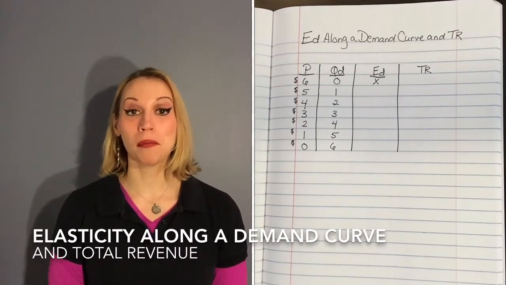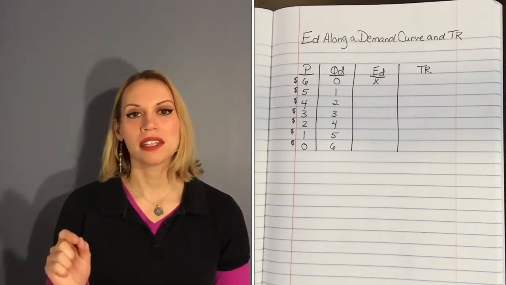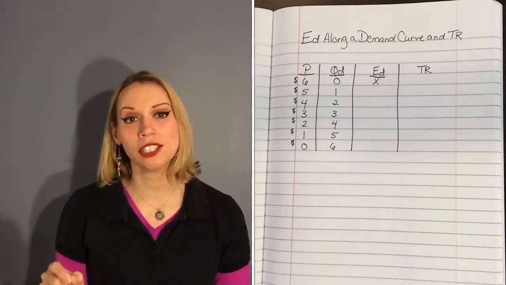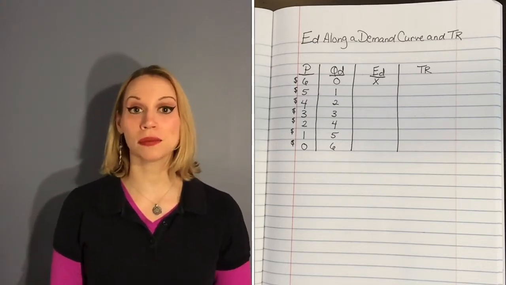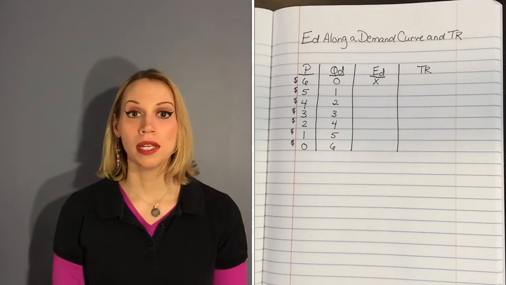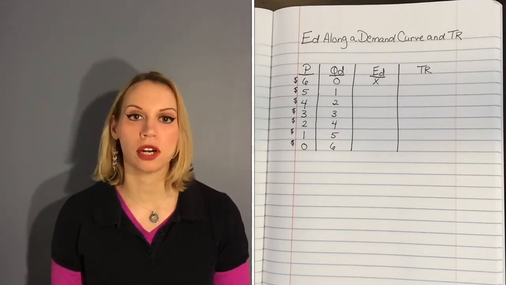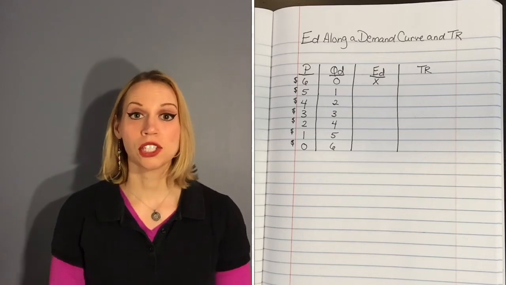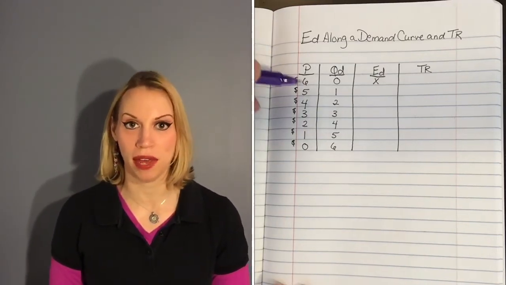Today we're going to talk more about elasticity of demand. Specifically, how the elasticity of demand changes along a downward sloping demand curve and how that's related to total revenue. Now you've been practicing with the midpoint method formula, so take a look at the chart that we have on the page. This chart has different price values and different quantity demanded values.